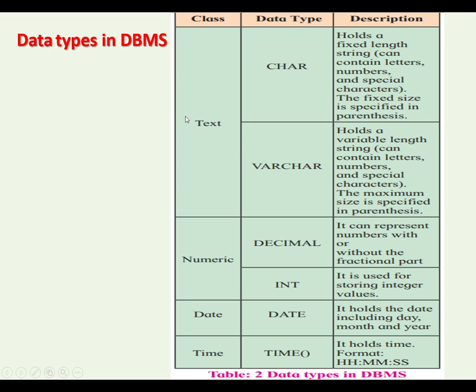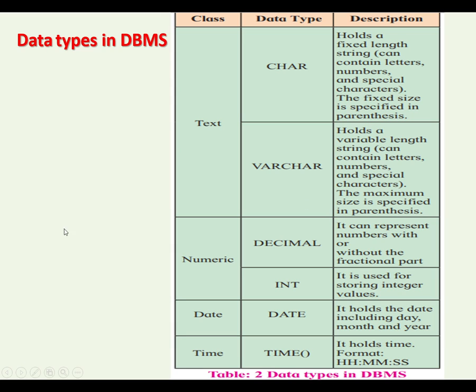So the first type of data may be text. Text may be char or varchar. Char means what? Fixed number of characters, and varchar means what? Where the characters are not fixed. Okay, it holds a variable length string, can contain letters, numbers and special characters. The maximum size is specified in the parenthesis.